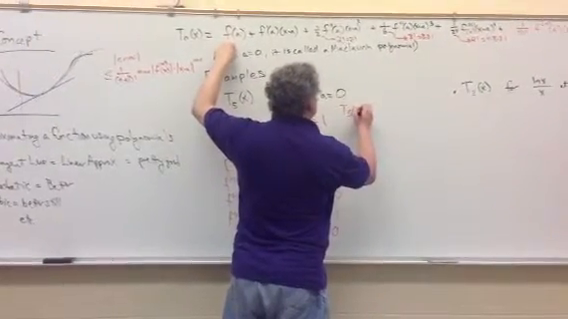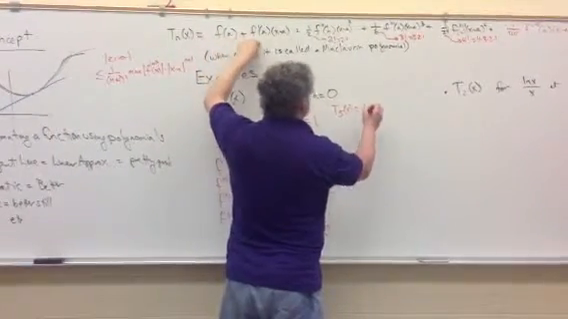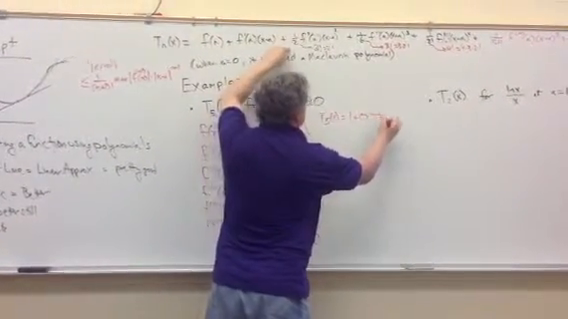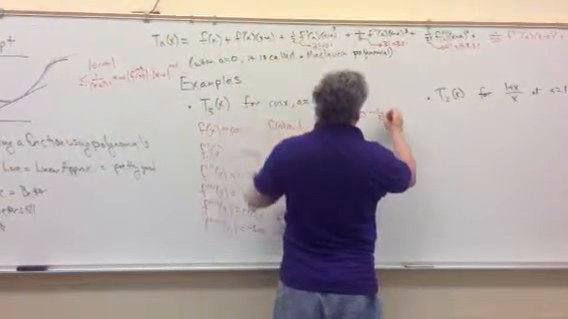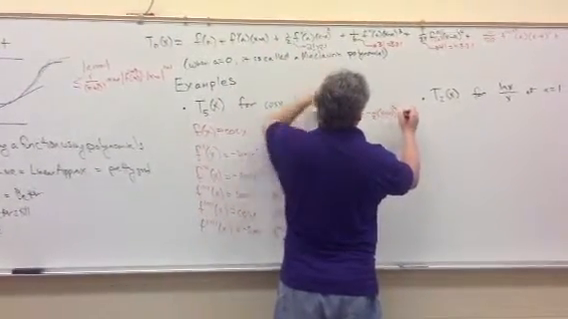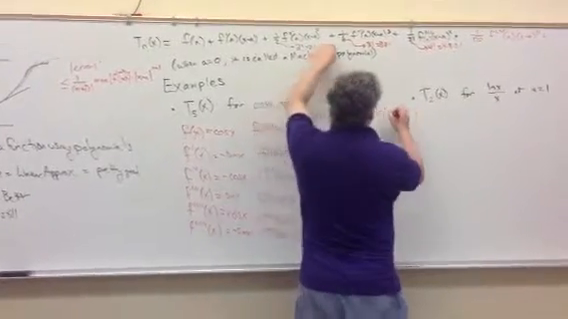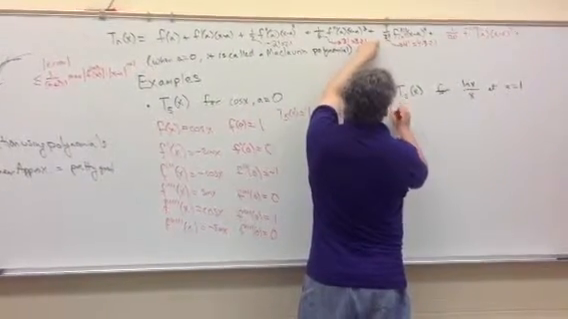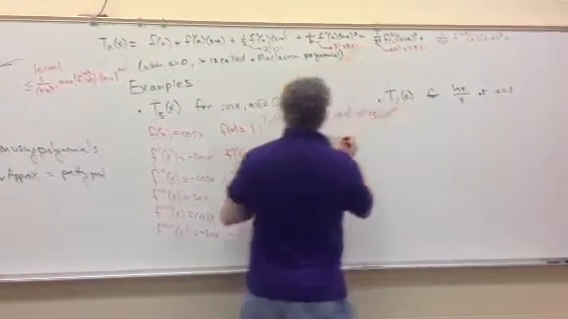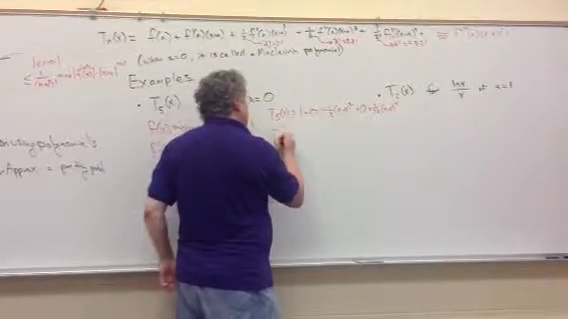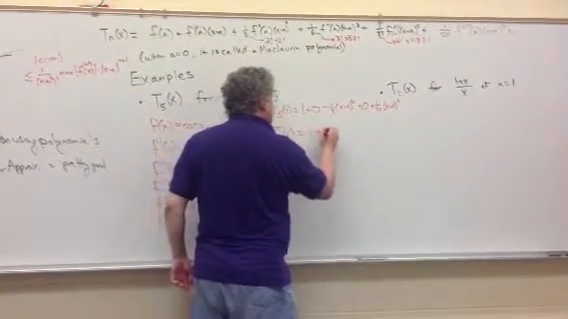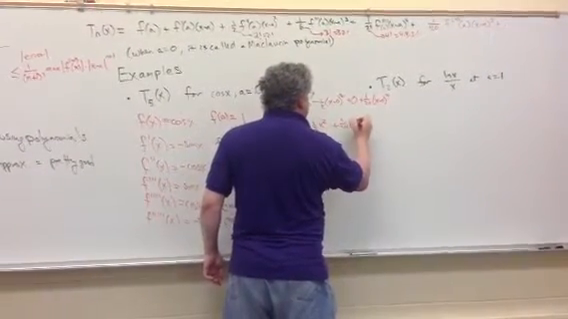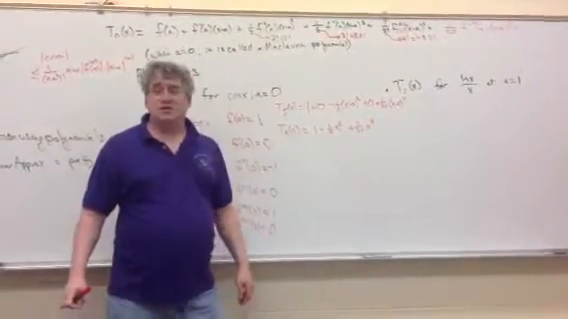T5 of x is 1 plus 0 minus 1 over 2 times x minus 0 squared minus 0, or plus 0, plus 1 over 24 times x minus 0 to the 4th. Let me rewrite that a little bit simpler. So T5 of x is 1 minus 1/2 x squared plus 1 over 24 x to the 4th. This is a very good approximation for the cosine.